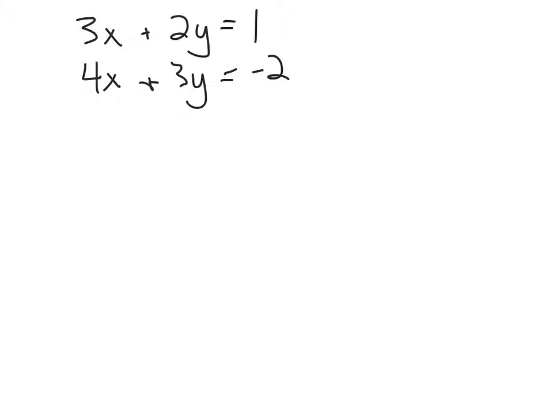All right, second example. In this example, it's not quite as short as the last one, because if you inspect the variables here, we have 3x and 4x, 2x, 2y, and 3y. We don't have opposite coefficients here. So what you now have to do is make a choice.